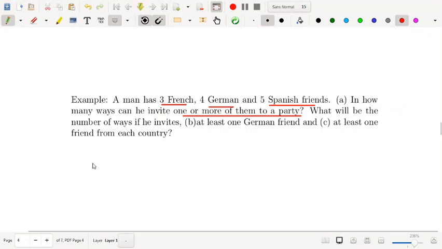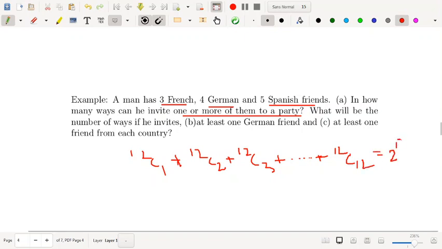So the number of ways will be, you will apply that. So in this case, you have 3 plus 4 plus 5, that is 12. So your answer will be 12C1, you can select 12C2, 12C3 and up to 12C12. So that is equal to 2^12 - 1. Clear?